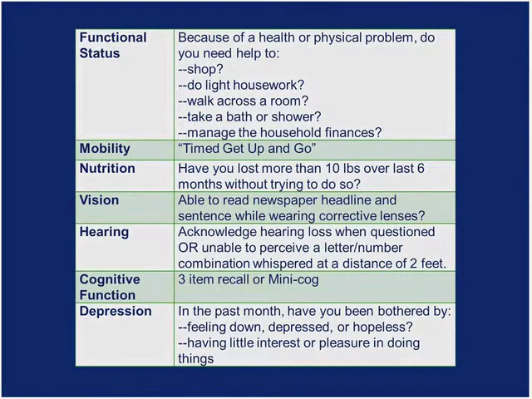And just to review, this is the rapid screen that we went through today: the functional status, asking about ADLs and IADLs; mobility, doing the timed up and go; nutrition, asking about weight loss. Also, you can objectively look at BMI. Vision, asking about their ability to read a newspaper headline and sentence while wearing corrective lenses. Hearing, the whisper test or asking about hearing loss. Cognitive function, the 3-item recall or the mini-cog. And then finally, depression.